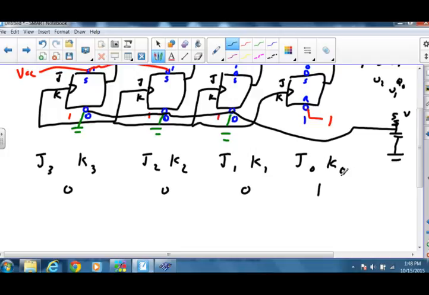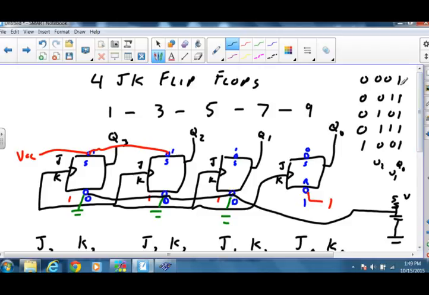Okay, so there is a way to have the initial condition be 0001. You're just going to believe me. Okay, that's the case. So there is a way I can make the initial condition be 0001. If I can't do that, how can I have this guy count 1, 3, 5, 7, 9?